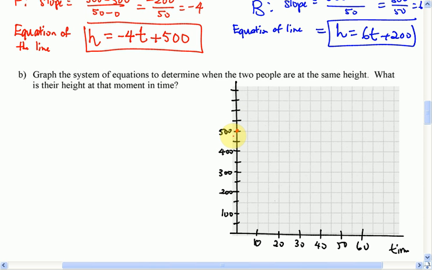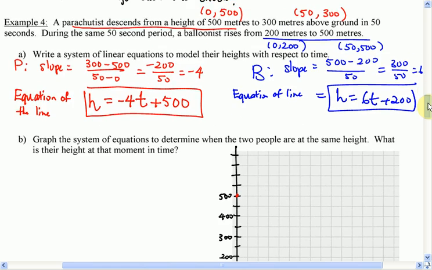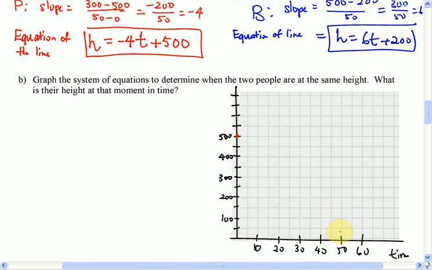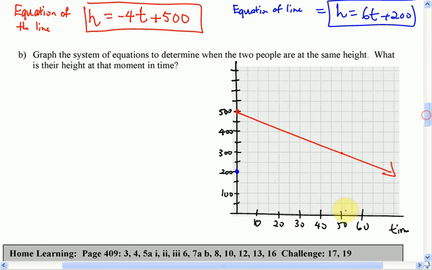So there's 500. Now I know that if you want to do the slope stuff, it's kind of hard, but what we do know is we have two coordinates, (0, 500) and (50, 300). So I could just connect these two dots together to get my lovely line, which works for me. Okay. And then same thing with the balloonist. He's starting at 200, and after 50 seconds, he's at 500.